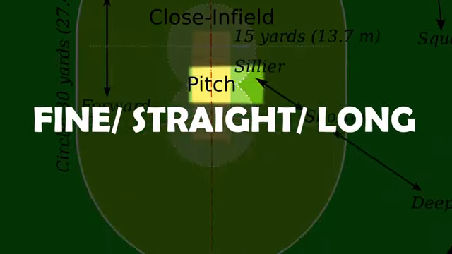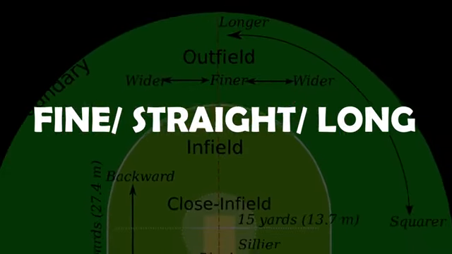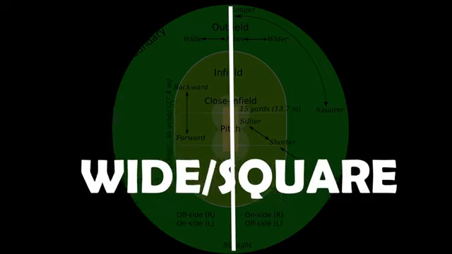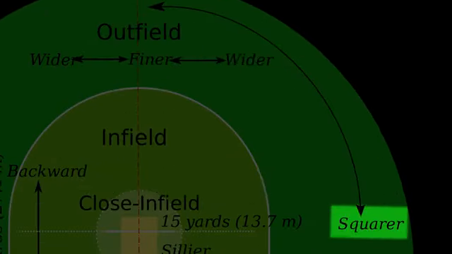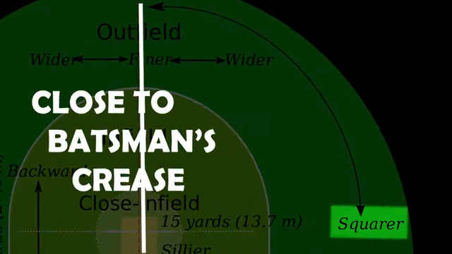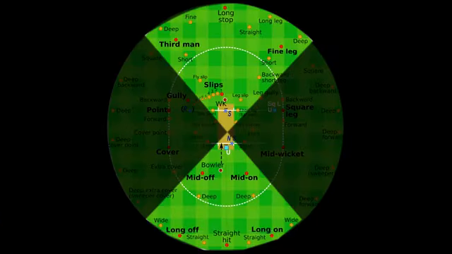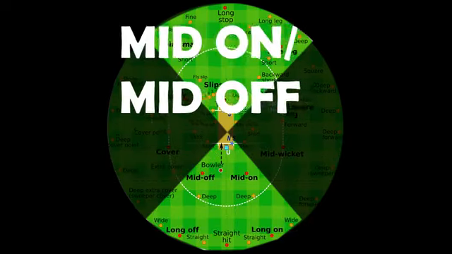Words like fine, straight and long are often used for the fielders fielding close to the line of pitch. Whereas words like wide and square are used for the fielders fielding away from the line of pitch or close to the batsman's crease. These words' application is similar in third man, fine leg and mid-on, mid-off region.